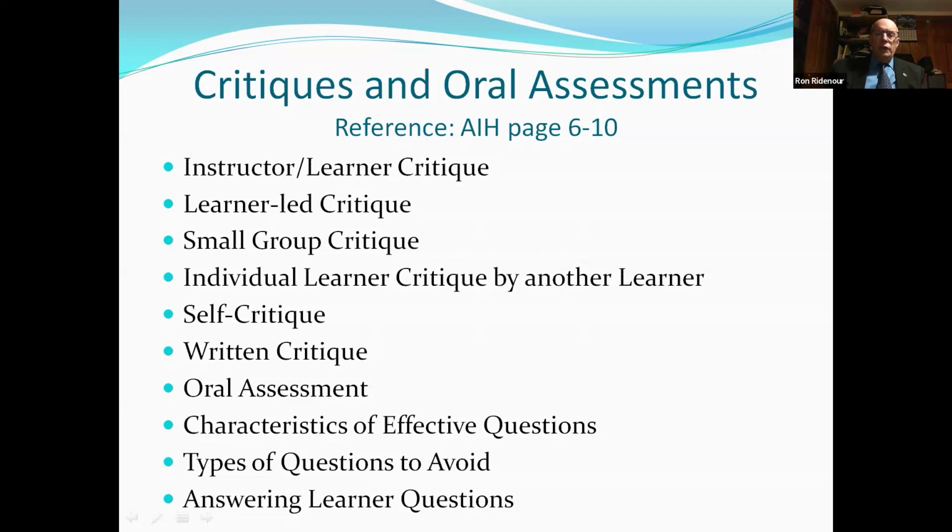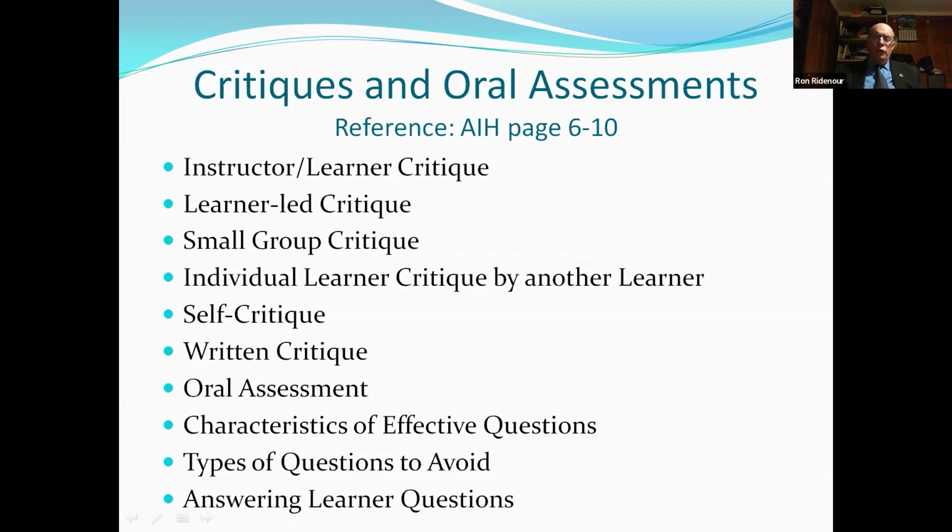So written critiques. One of the things that you as an instructor have to do is go through the knowledge exam if a person is required to take one, whether it's a student pilot written test or the knowledge test that they have to take for their private or commercial pilot certificate.